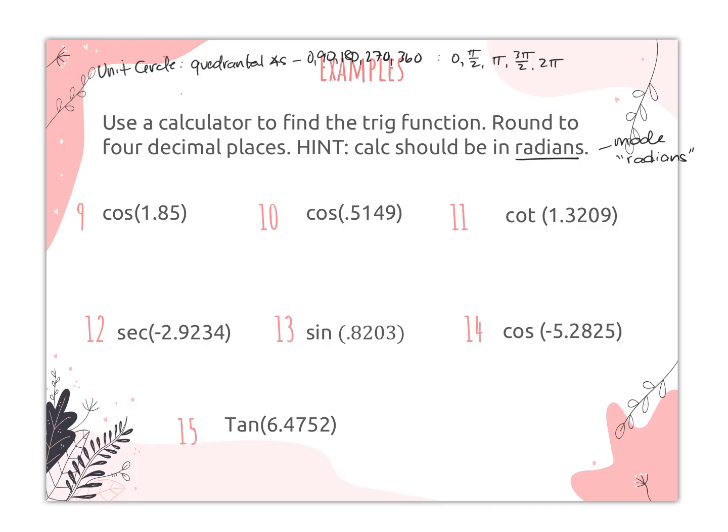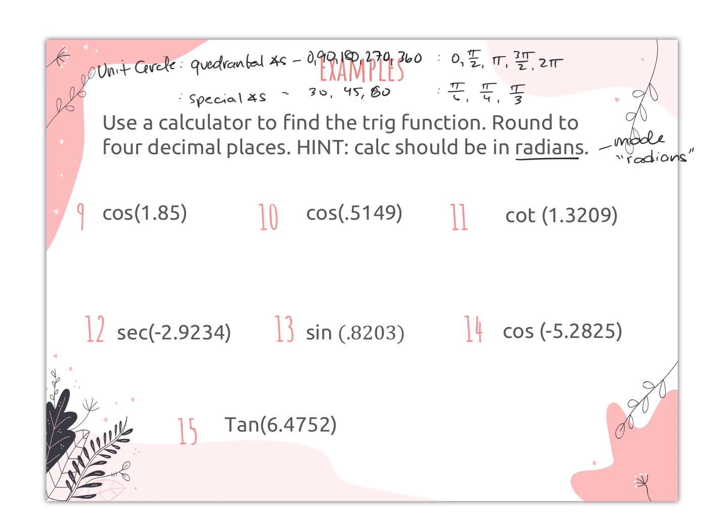And then it's also good for the special angles, like 30, 45, and 60. For those, it would be pi over 6, pi over 4, and pi over 3, respectively, in terms of radians.